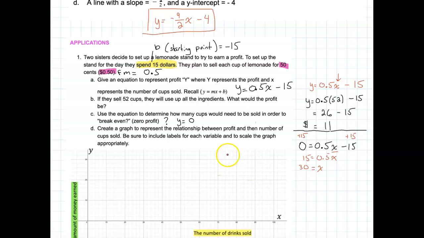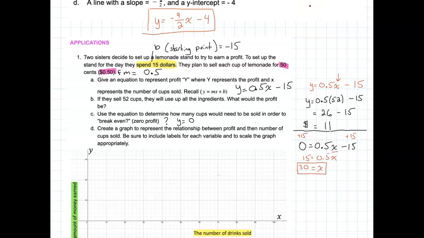Now, you could, of course, keep substituting. Okay, let me try if I did 10. Okay, that's not enough. Okay, 20. Okay, that's not enough. Okay, 30. Oh, that works. That's not the best method, but you could use that method where you're just trying things over and over again, like with a table.